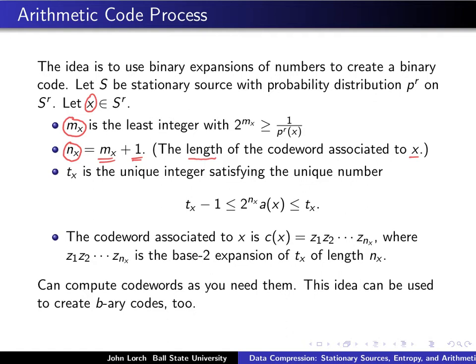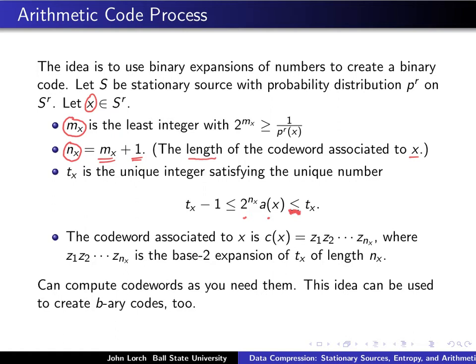Now once we have m and n, we're ready to form this number t. So t sub x is going to be the unique integer satisfying this inequality. In the middle, we take 2 to the n sub x and multiply it by the cumulative probability function evaluated at x. Really, there's an error here: this inequality should be a strict inequality.